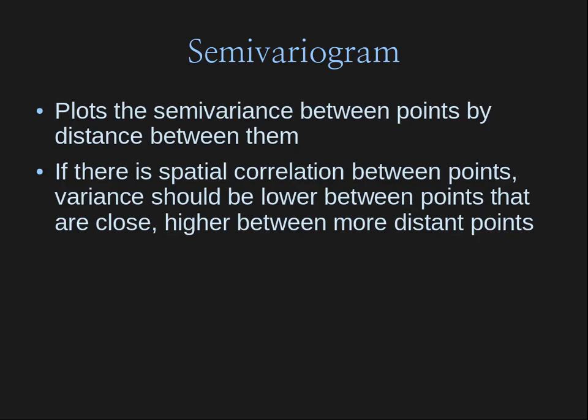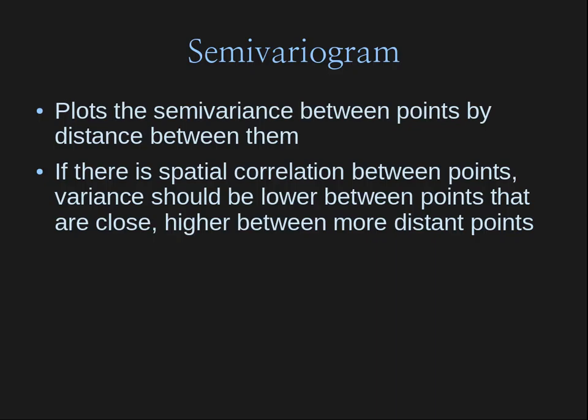Anyways, if there's spatial correlation between points, we should expect that as those points are closer to each other, with less distance between them, there should be less variance, right? Because they should be more similar. And if that's not the case, we have failed our assumption of spatial correlation. So as you move closer, you should have lower and lower variance. But they should only go out to a certain point.